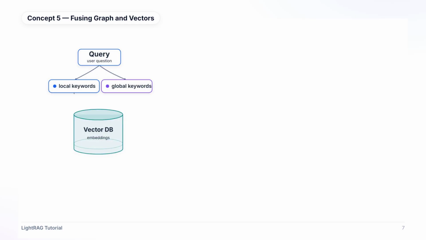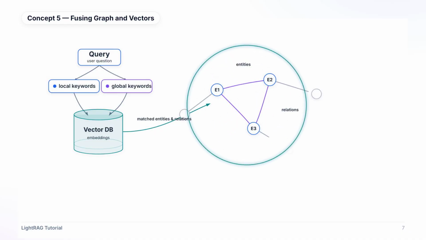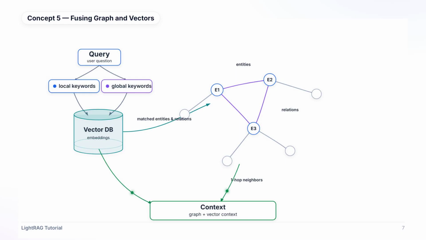How does retrieval actually run? LightRAG extracts local and global keywords from the query, then uses a vector database to match local keywords to candidate entities and global keywords to relations. Finally, it expands the result by pulling in one-hop neighbors from the graph, adding higher-order relatedness. This fusion of graph structure and vector search is what makes retrieval both relevant and efficient.